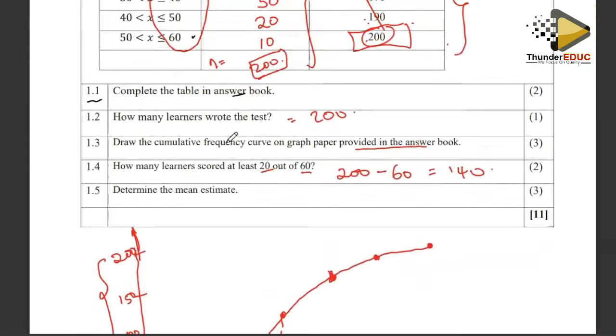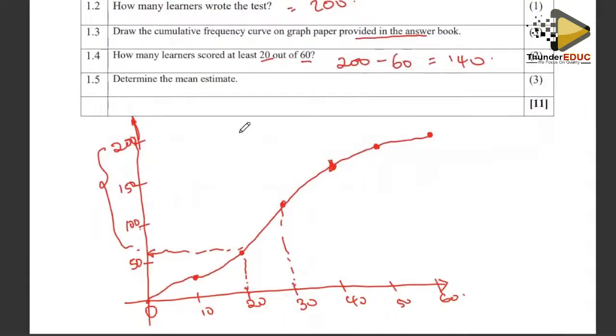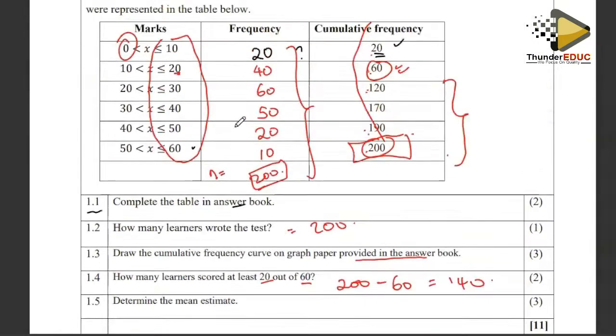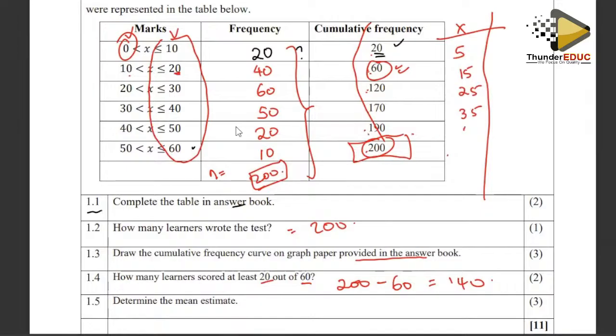Then determine the mean estimate. So for the mean of grouped data, some people prefer to get the midpoints and then create a table. Yes, it's allowed, but it's a bit lengthy. How do we get the midpoint? You add 0 plus 10 divided by 2, that's going to be a 5. Then 10 plus 20 is 30 divided by 2, that's a 15. This is going to be a 25. That's going to be a 35. That's going to be a 45. This is going to be a 55.